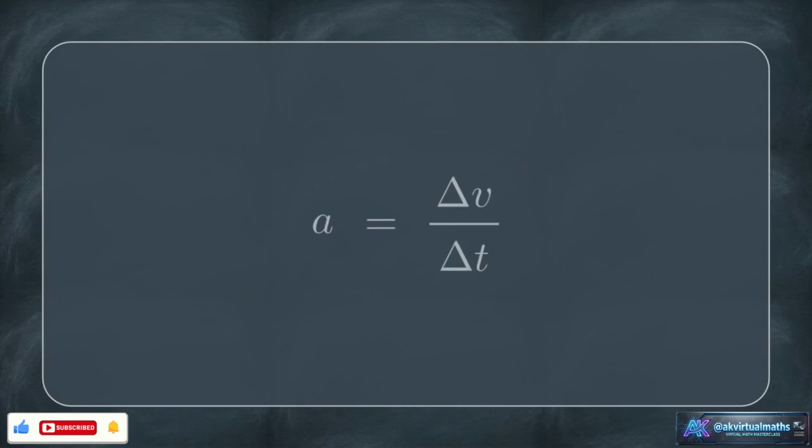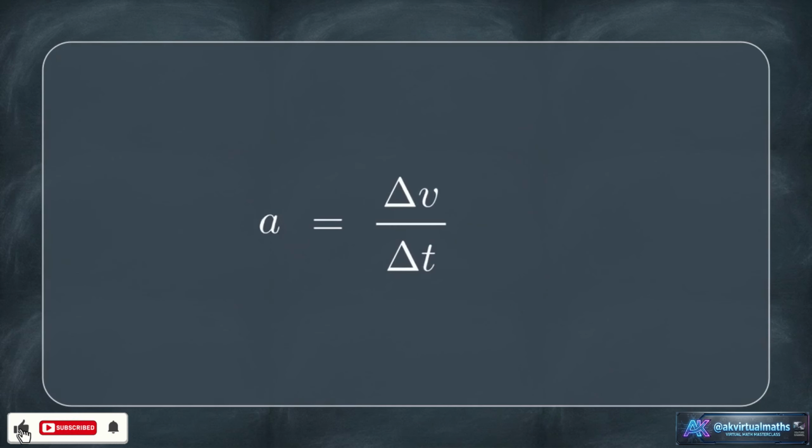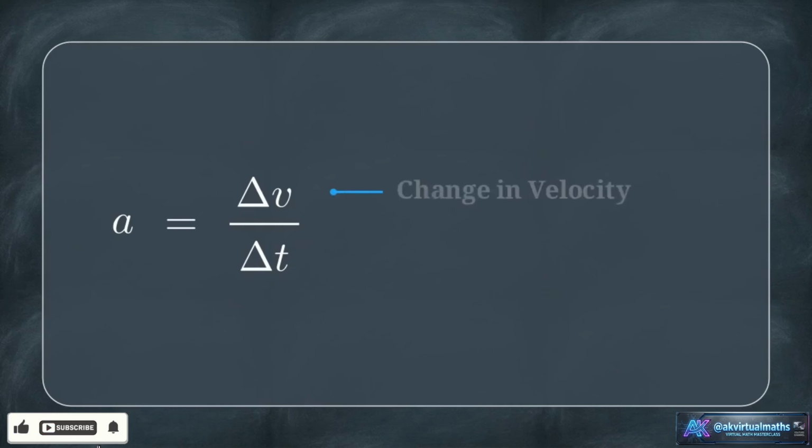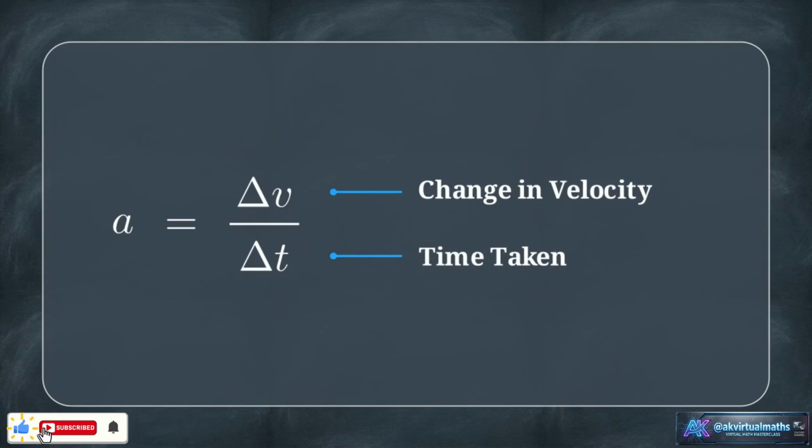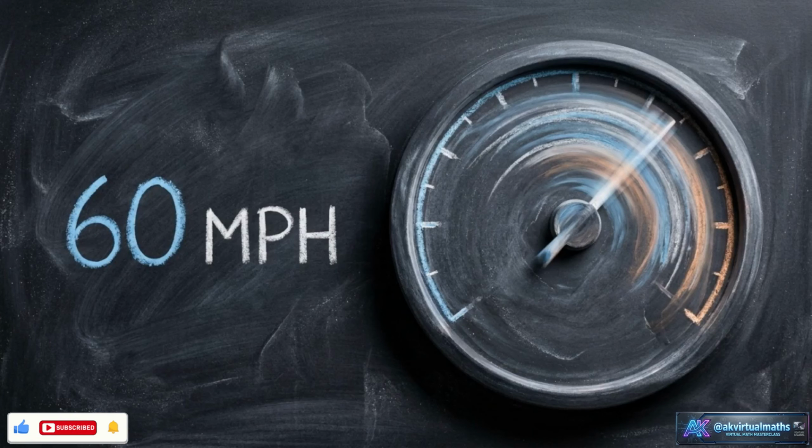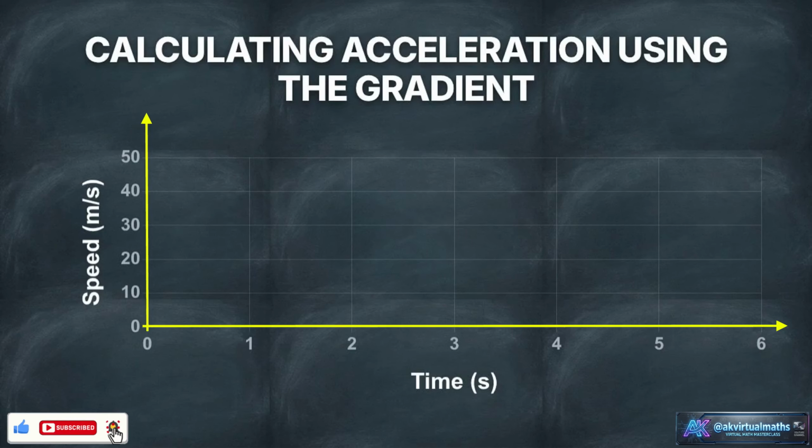We can write this as an equation: a for acceleration equals delta v divided by delta t. That little triangle is the Greek letter delta, which in science is just a shorthand way of writing "change in." So this equation says acceleration equals your change in velocity divided by the time it took to make that change. While speed tells us how fast we are going right now, acceleration tells us exactly how fast we are getting faster. Let's see what this looks like on paper.